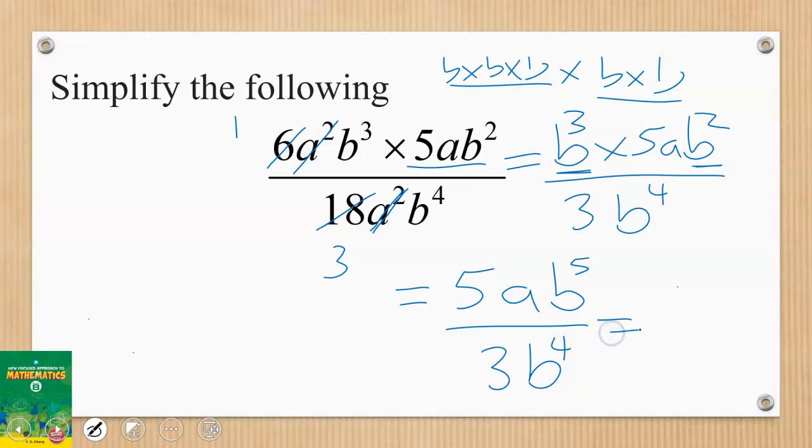Then again, I can simplify the b, because I have 4 here and I have 5 here. When they cancel, I'll be left with one b at the top, and down here, no more b. So the answer comes as 5ab over 3. That becomes the result to this question. I'm sure this has helped you. Go ahead and solve more questions. See you another time.